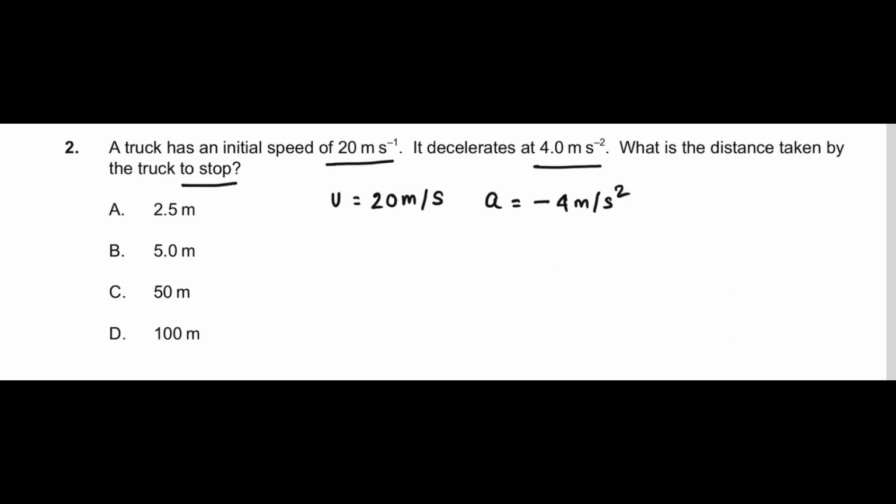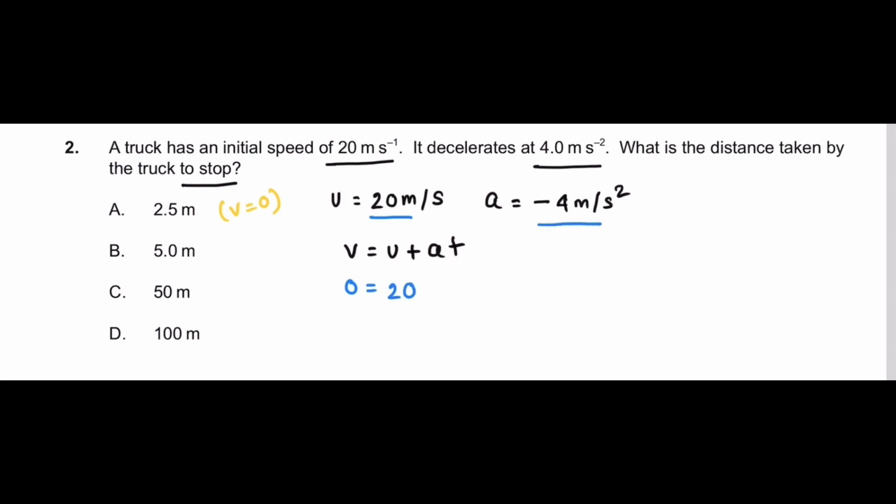So that means when the truck stops, its final velocity would be equal to 0. Now we know the formula that final velocity is equal to initial velocity plus acceleration into time. So final velocity is 0. What is initial velocity? U, 20 meter per second.